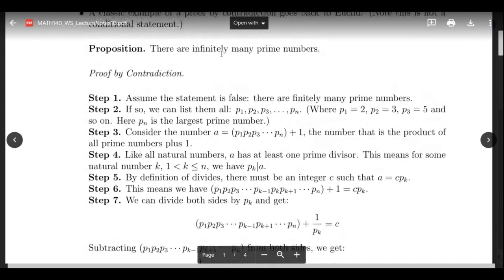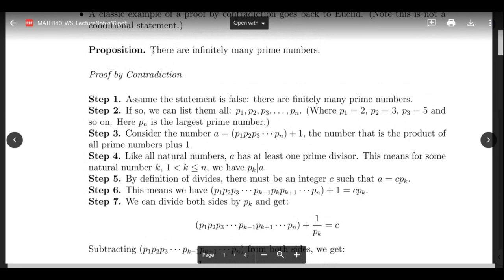So the proof goes by contradiction, right? The proposition is there are infinitely many prime numbers. It's difficult to prove something infinite, right? It's difficult to prove case by case. So how do we prove it? We make a false assumption, and we arrive at a contradiction.